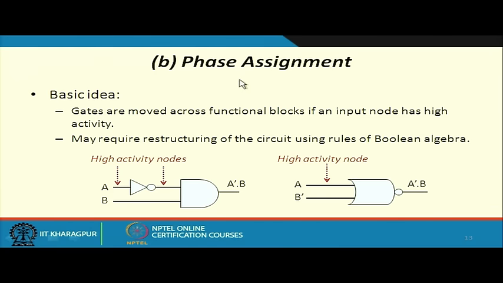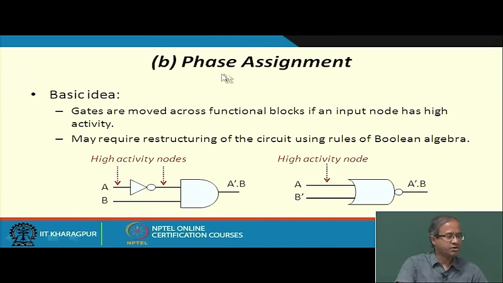There is another technique which talks about something called phase assignment. Here you can move a gate across functional blocks to reduce the activity. I am giving a very simple example. Here we have a gate level circuit, just two gates which computes the function A bar B. You see that there is an inverter on input A. Let us assume that this line A is a high activity node where there is a lot of signal activity. The value of PA is higher.